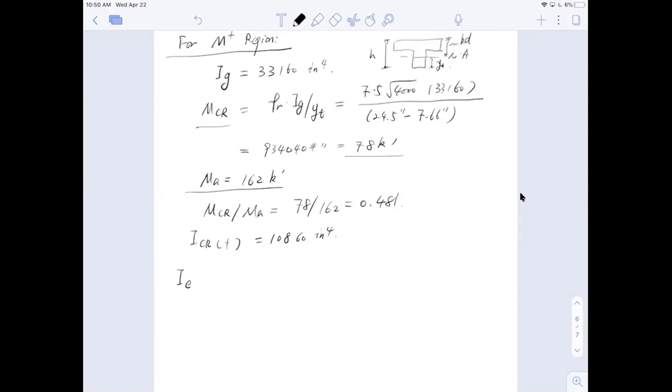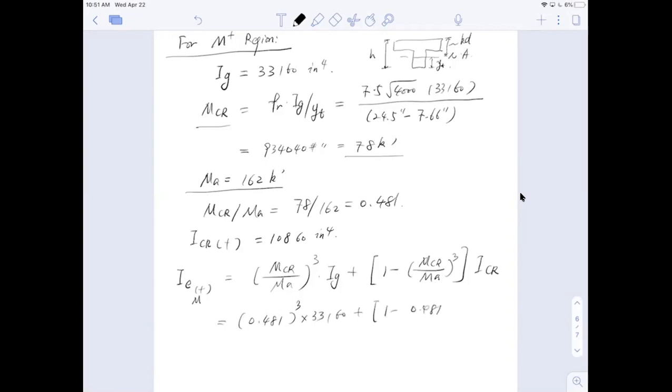effective moment of inertia for the positive region, the middle span, equals (Mcr divided by Ma) to the power of 3 multiplied by Ig, plus bracket 1 minus (Mcr divided by Ma) to the power of 3, bracket closed, multiplied by Icr. And bring the numbers in, so there's 0.481 cubed, multiplied by 33160, plus 1 minus 0.481 cubed, multiplied by 10860. So I got 13340 inch to the power of 4 now.